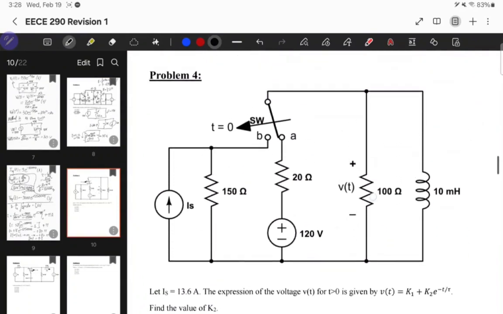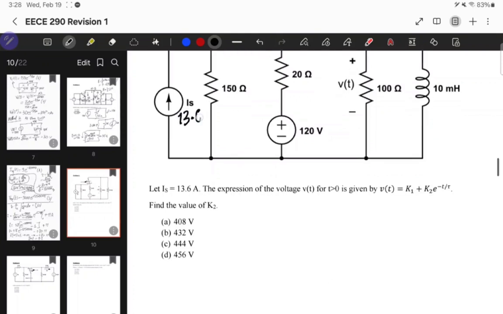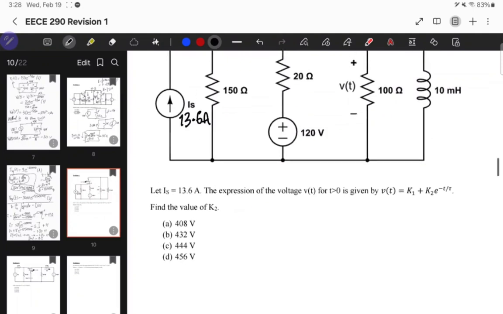In this problem, problem 4, let IS be 13.6 ampere. The expression of the voltage Vt is given by this formula. So we have a constant alone plus a constant times an exponential. We need to find the value of K2.